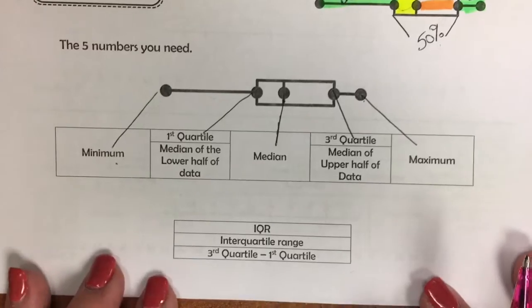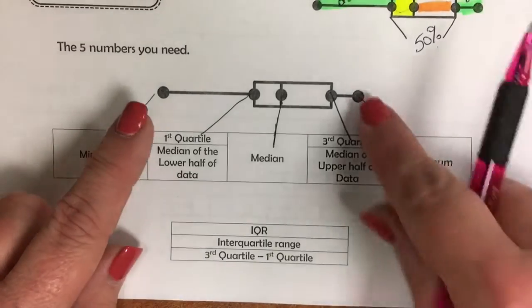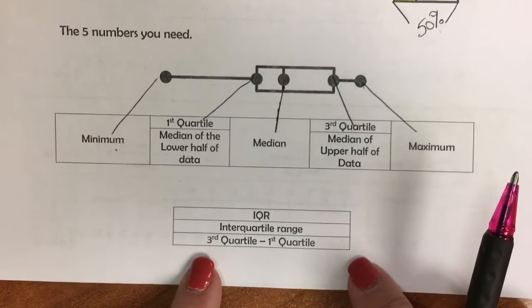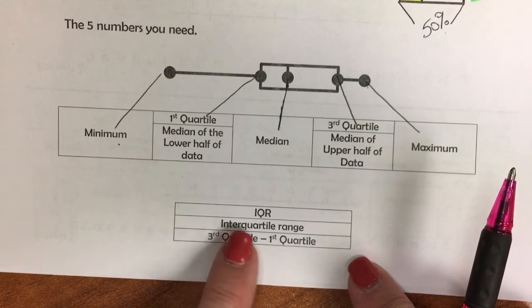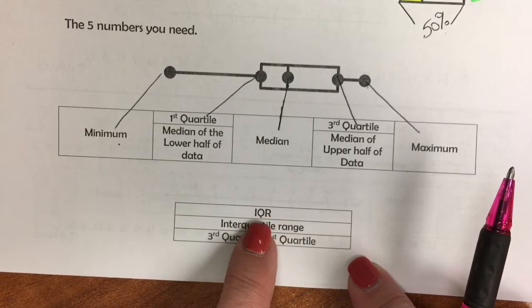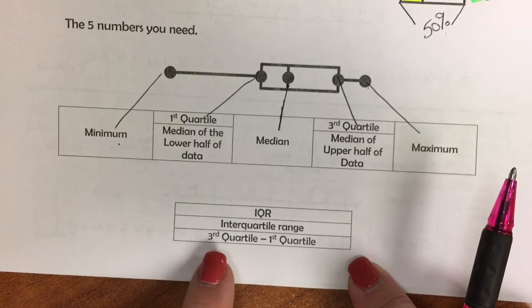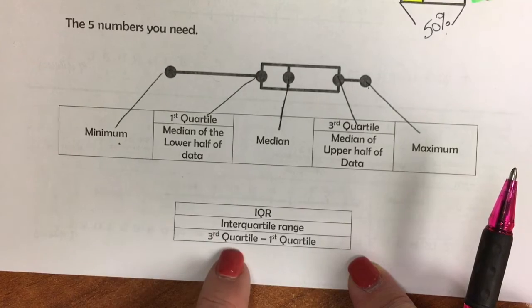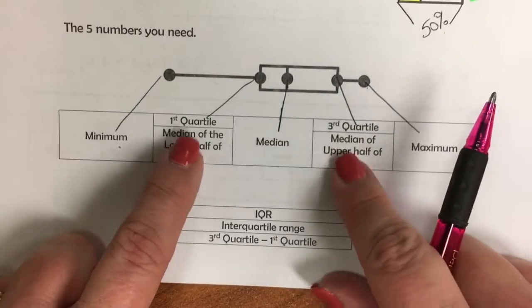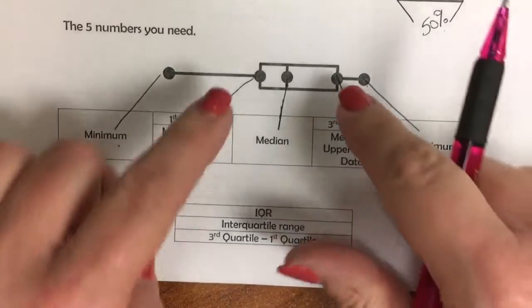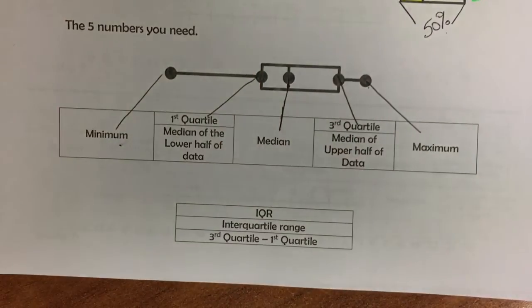All right, so we have the range, which is our high minus our low. And then when we look at a box plot, we have a different range. It's called the interquartile range, and we abbreviate it IQR, interquartile range. And it's when we subtract the first quartile from the third quartile. And this is that 50% of the data in the middle. This is where your box ranges from.